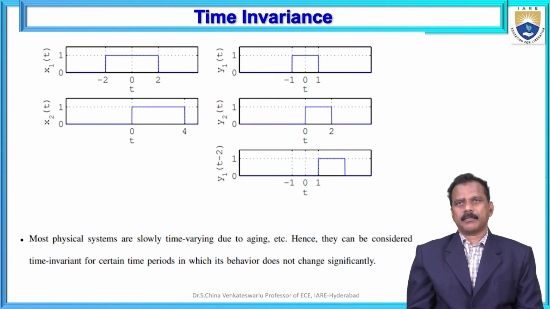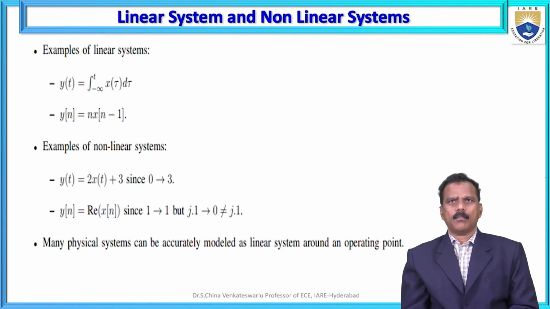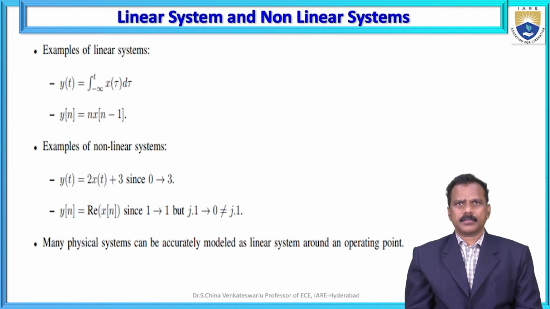That's why there is always time invariance. You can consider the x1 of t value and x2 of t value, where t varies from 0 to plus or minus 2 or plus or minus 1 and so on. Like this, the linear system and non-linear system.